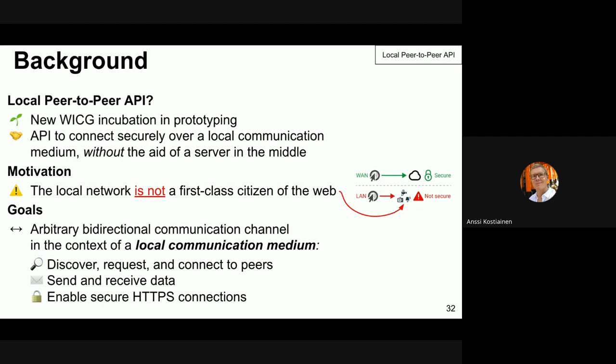And some words about the goals. First of all, we want to build a generic local peer-to-peer API and provide an arbitrary bidirectional communication channel to the web for devices in the context of this local communication medium. As you can imagine, this includes the usual features such as methods to discover, request, and connect to peers on this local communication medium, and means to send and receive data after this connection to a peer device has been established. And of course, a good trait would be to enable secure HTTPS connections on the local communication medium as well.